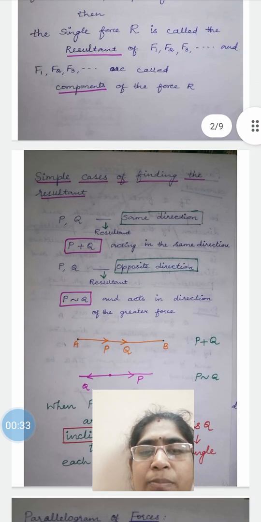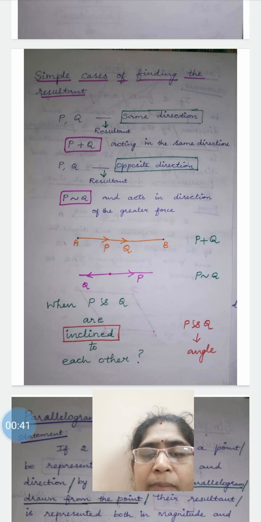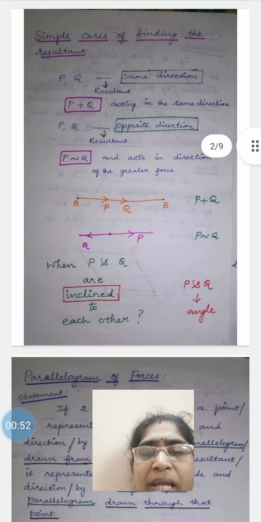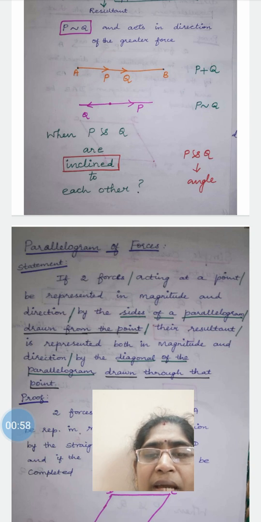Now, coming to the simple cases of finding the resultants. If P and Q are two forces acting in the same direction, then their resultant is P plus Q, which is acting in the same direction. If P and Q are two forces acting in the opposite direction, their resultant is P minus Q, and it acts in the direction of the greater force. So, when P and Q are inclined to each other, what will be the resultant? This can be given by the parallelogram of forces.